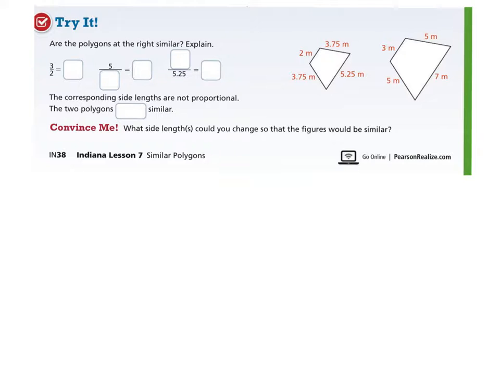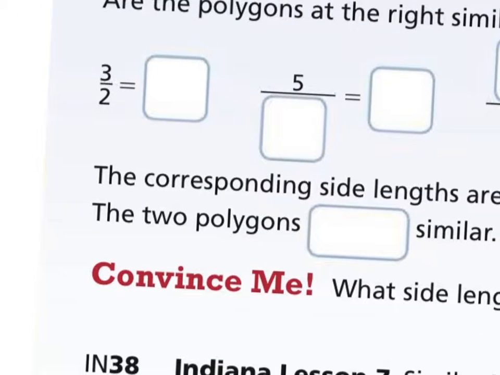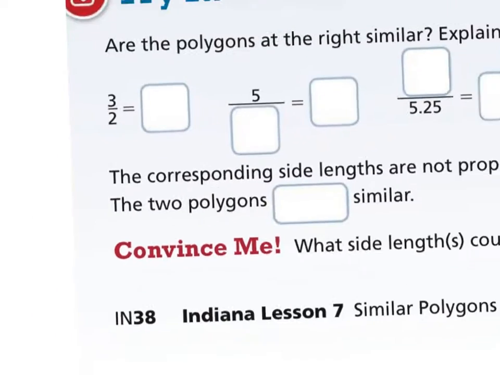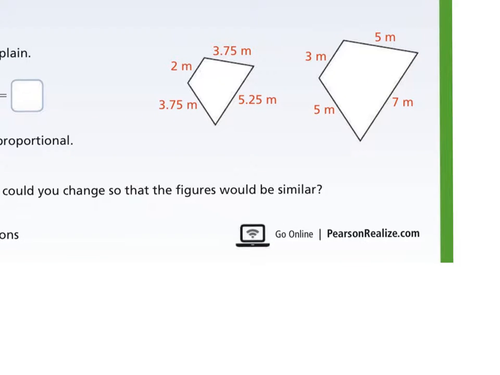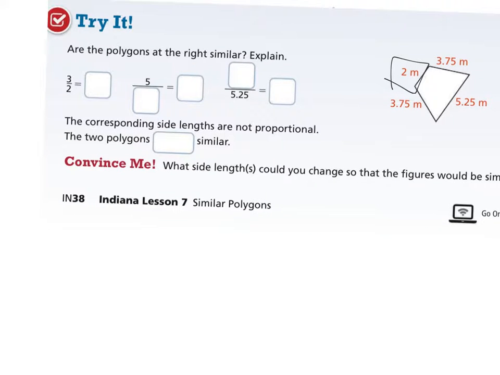So if we look at this example, we're trying to figure out if these polygons are similar. They've not given us any angles, so we are strictly going to be looking at the side lengths. They've started this out and they've given us one set that they've compared. They compared the 3 to the 2. So if you'll notice, the 3 comes from the trapezoid on the right. That's always going to be my starting spot whenever I do my fractions then. I have to be consistent and do my fractions all the same way. So 3 divided by 2 is 1.5.